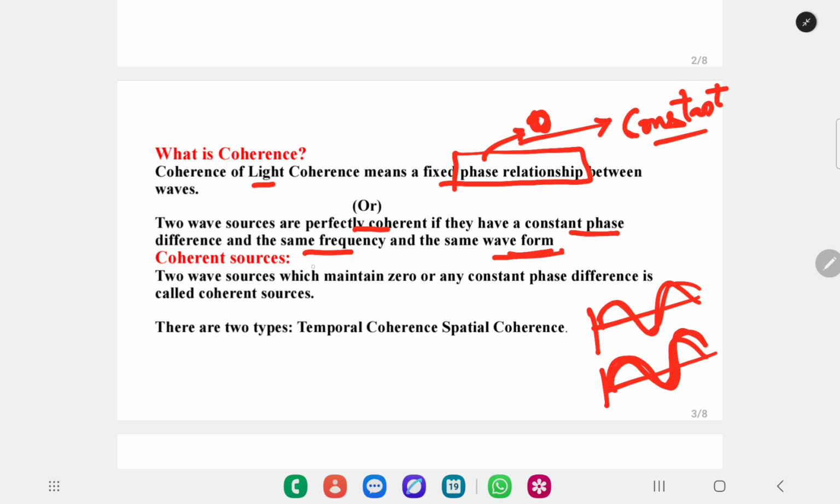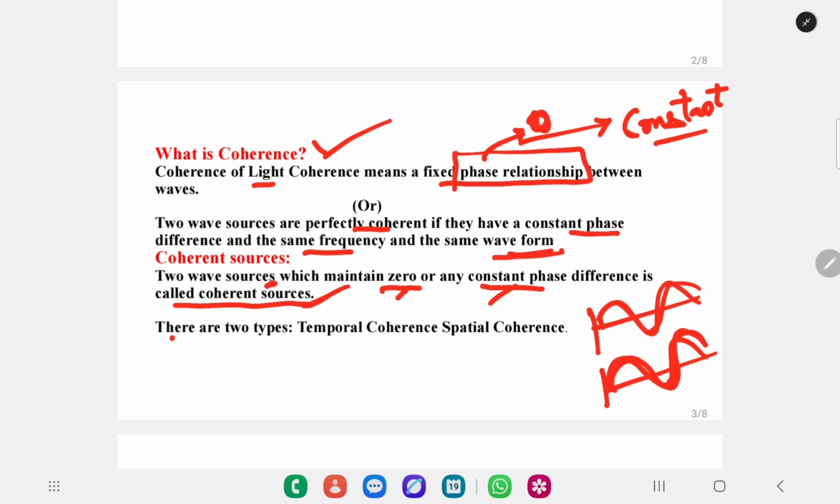Now what are coherent sources? Two wave sources are said to be coherent sources if they maintain zero phase difference, or like I said, constant phase difference. Then those two waves are called coherent waves or coherent sources. Such a phenomenon is called coherence if the two waves maintain zero phase difference or constant phase difference, then they are said to be coherent wave sources.